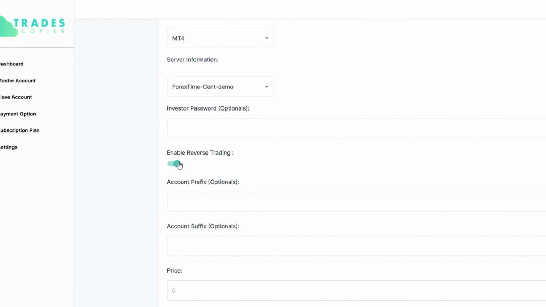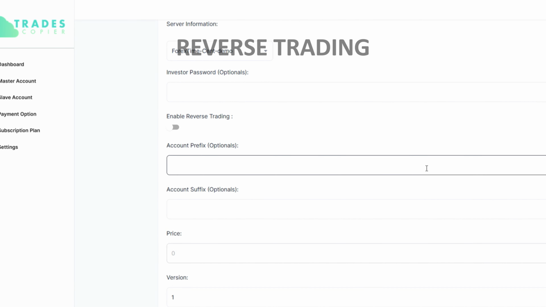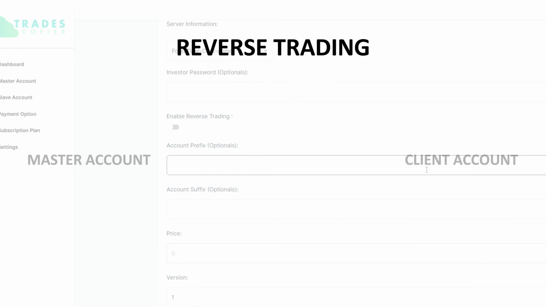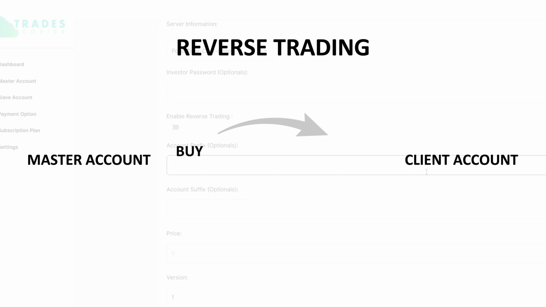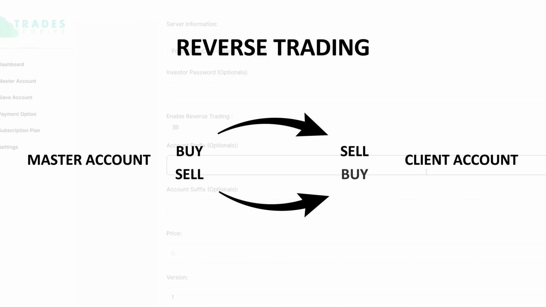You can enable or disable reverse trading. Reverse trading is a strategy in which the client account automatically takes the opposite trade to the master account. This means if the master account places a buy order, the client account places a sell order, and if the master account places the sell order, the client account places the buy order.